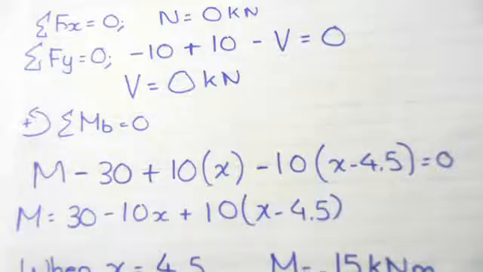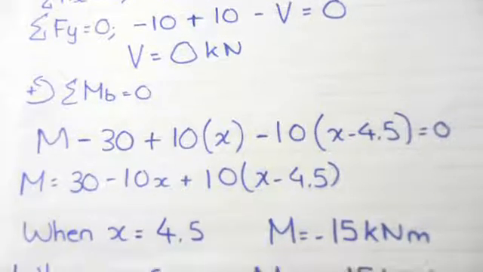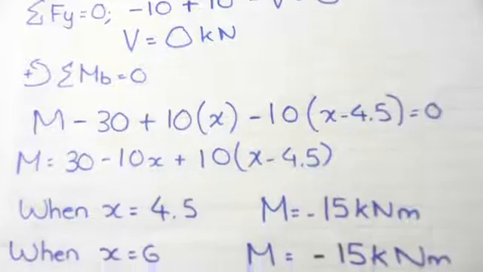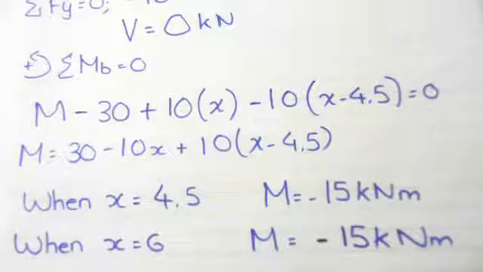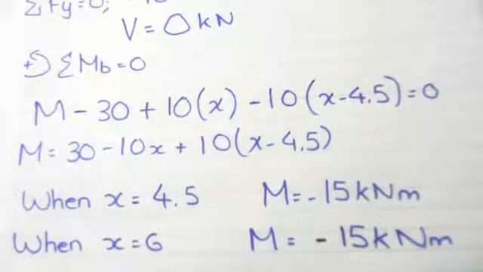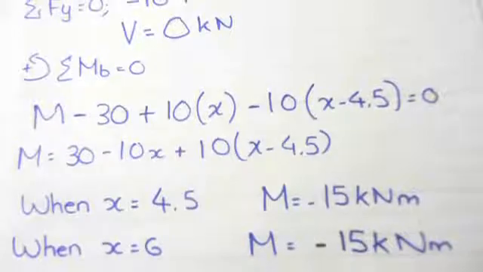We have to substitute our extremities. When x is equal to 4.5 meters, the moment is minus 15 kilonewton meters, and when x is equal to 6, our moment is again minus 15 kilonewton meters. So we've worked out our internal actions at each cut. Now we can draw in the diagrams.